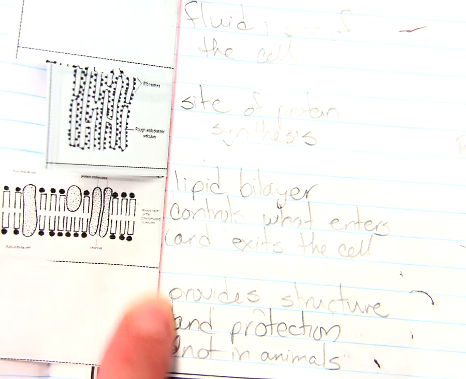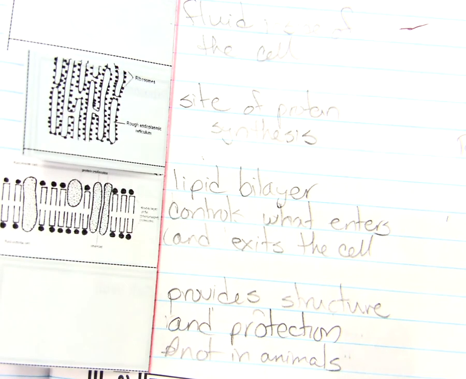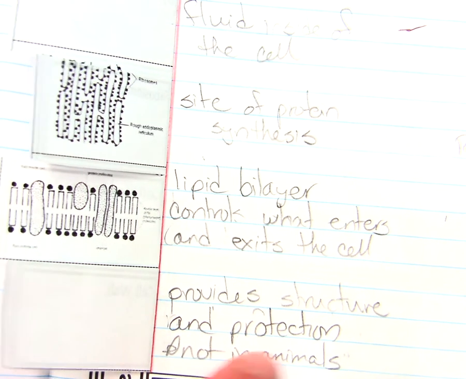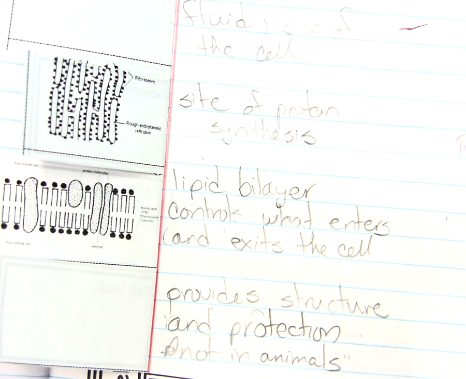Cell wall is going to be found outside of the cell membrane. It helps provide structure and protection. Animal cells do not have a cell wall, but we find it in plants and fungi, and bacteria all have cell walls.